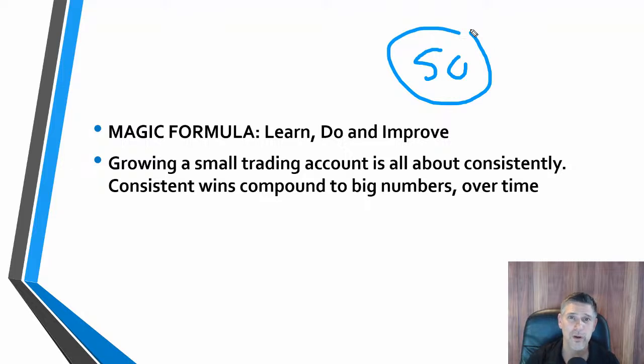How do we improve? Well, again, if we have a trading journal, then we can go back and see every trade that we took, and those trades that we did well, we analyze. See what we did well. Those trades that we didn't do so hot, we go back and analyze.